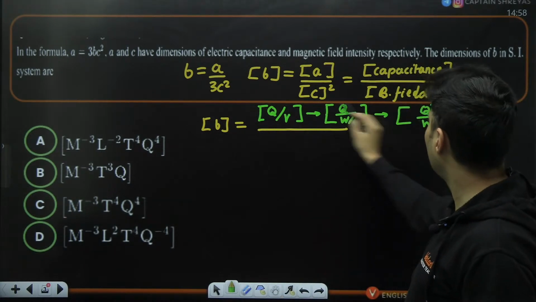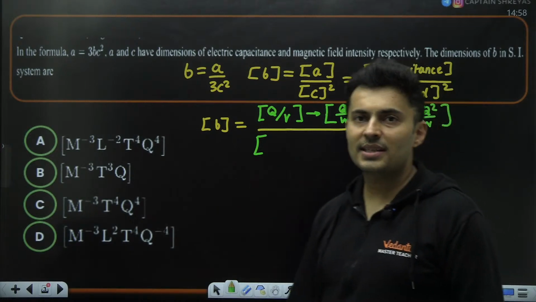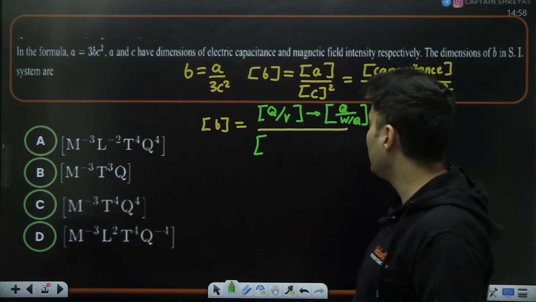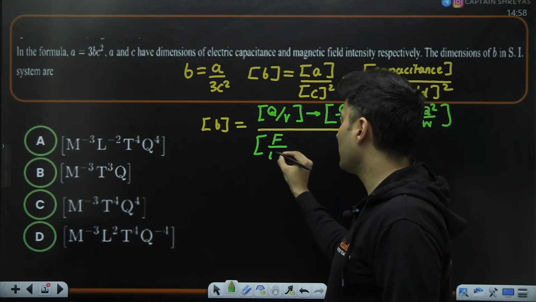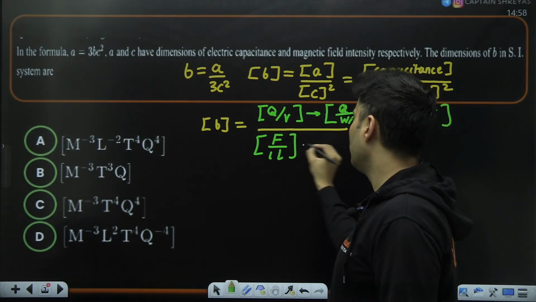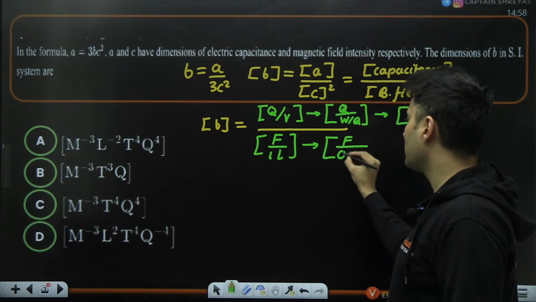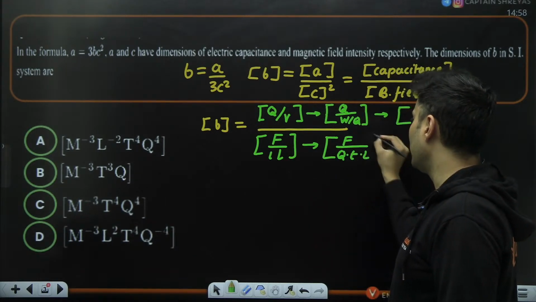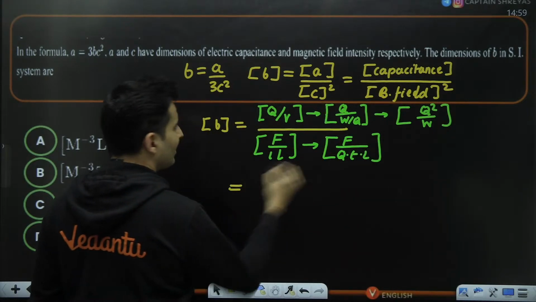What about the denominator? Magnetic field. Force is ILB. So B will be F by IL. So it will be force divided by current into length, which I can further write as force by charge into time into length. That is what I can write it down as. So now you can just substitute everything.